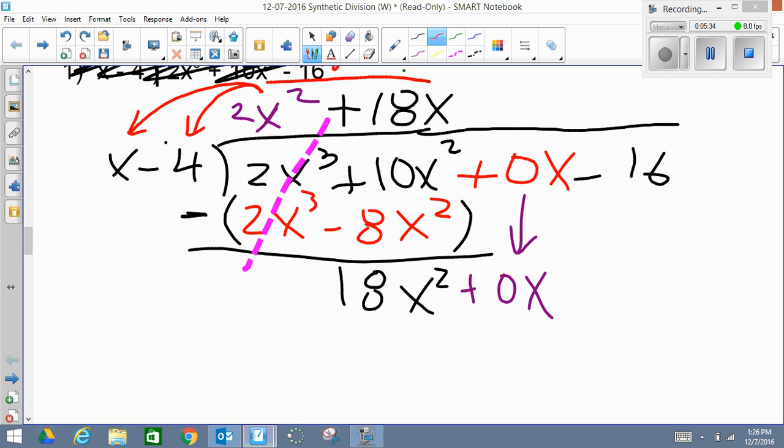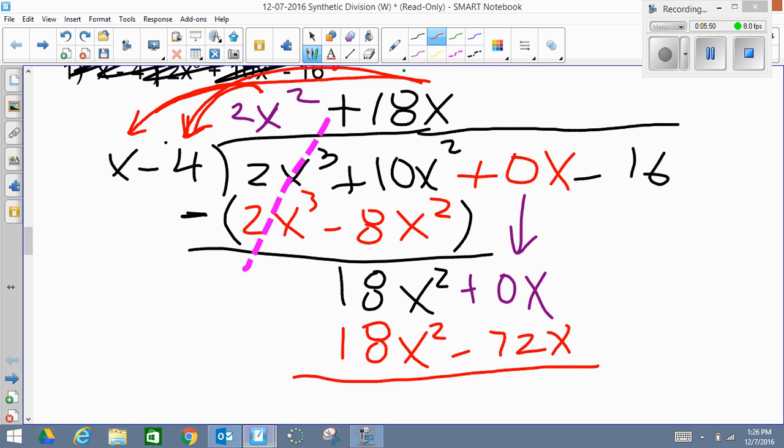So 18x times x, 18x squared. 18x times negative 4, that's going to give you negative 72x. Make the line, put a parenthesis, and a minus outside. 18x squared minus 18x squared cancels out.